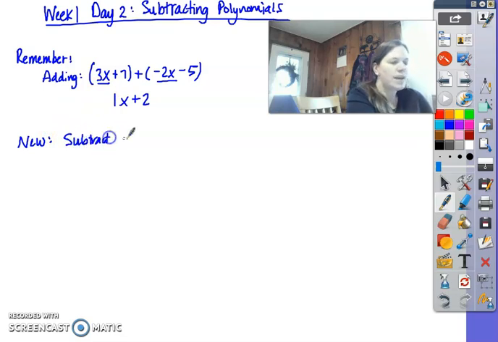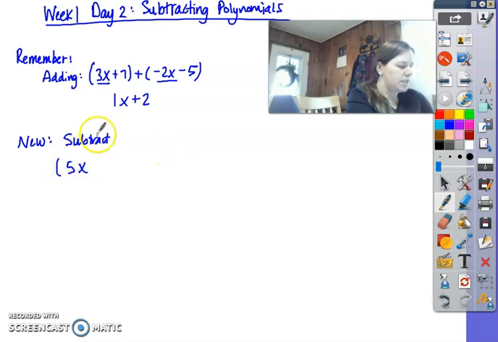Now, subtract. From way back in the olden days of elementary school, when you were first introduced to negatives, you were introduced to the idea that subtracting is the same as adding the opposite. So we're going to embrace that whole idea.